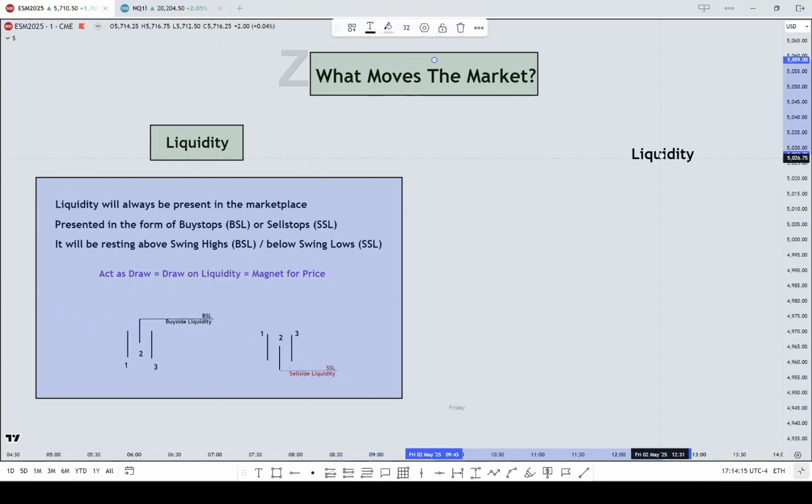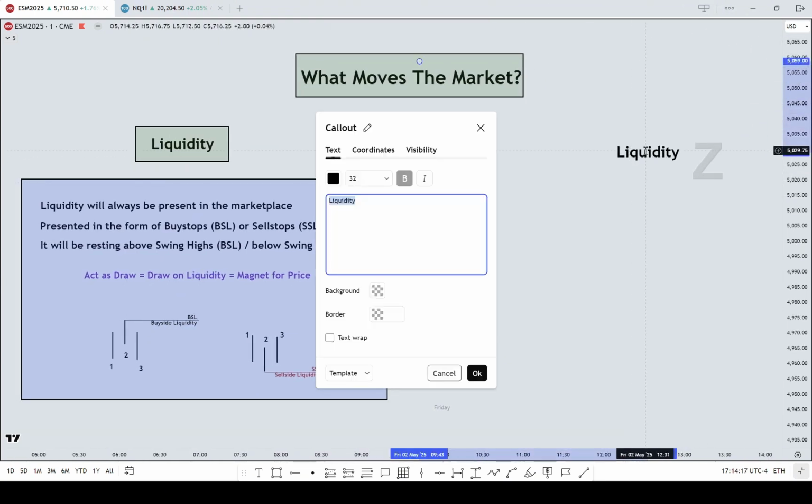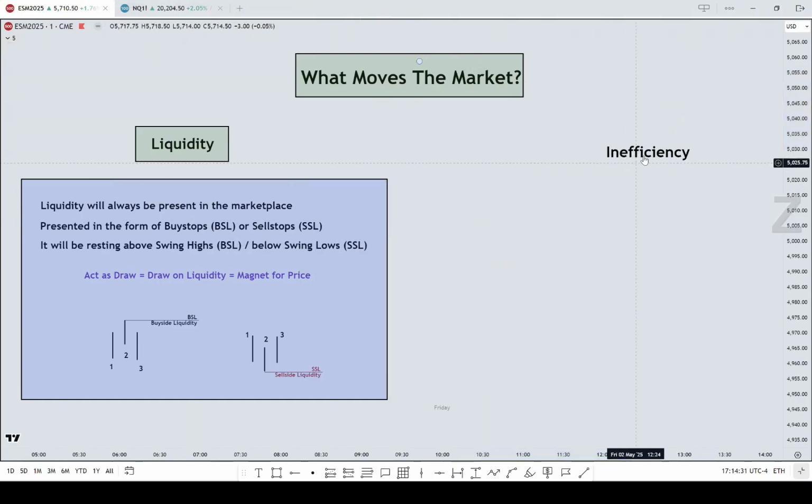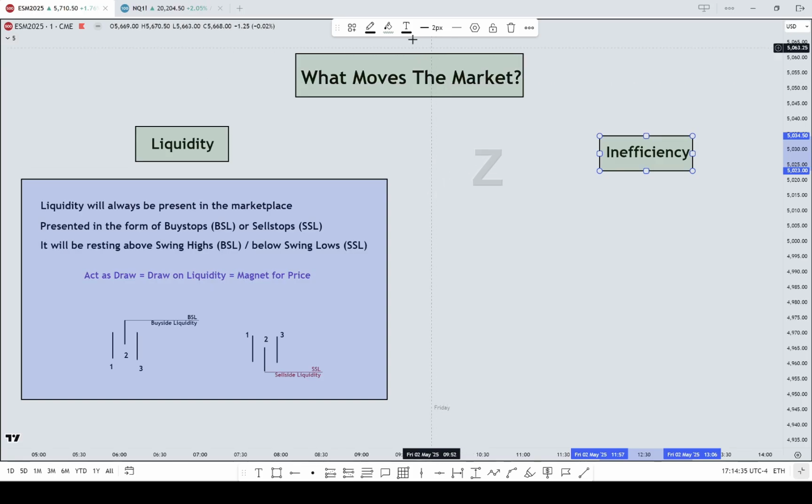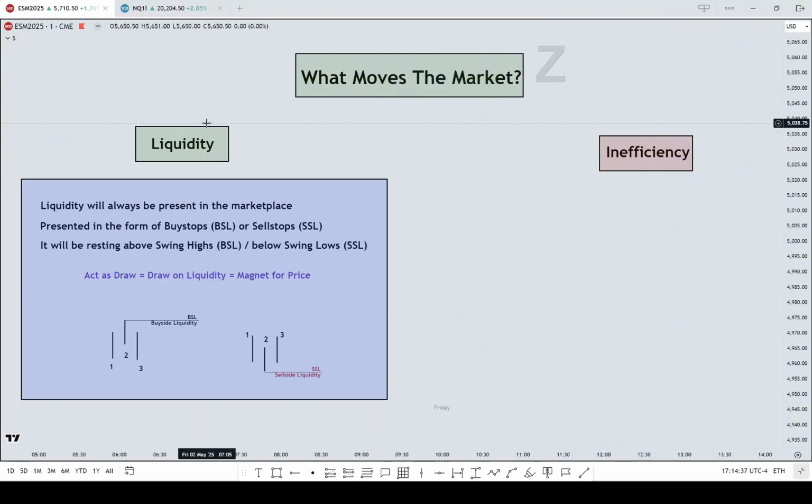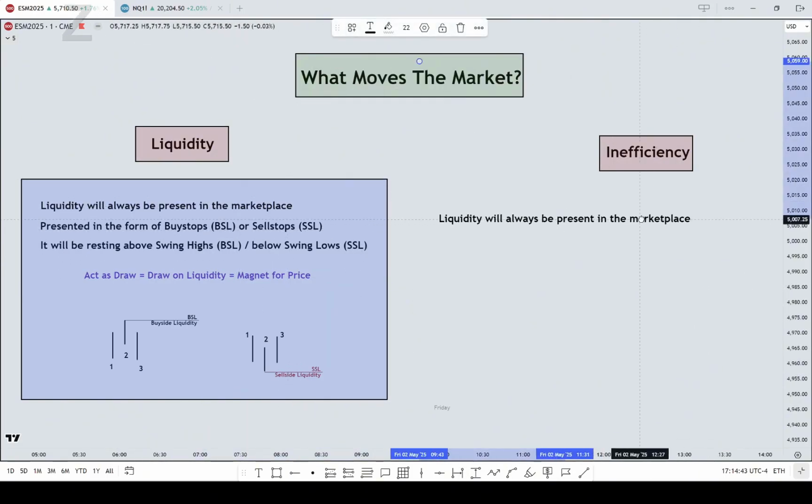So what is the next thing that moves the market? The next thing is inefficiency. Probably you have heard about this one before. What do you think an inefficiency is, my friend? Exactly. Good. That saves time.